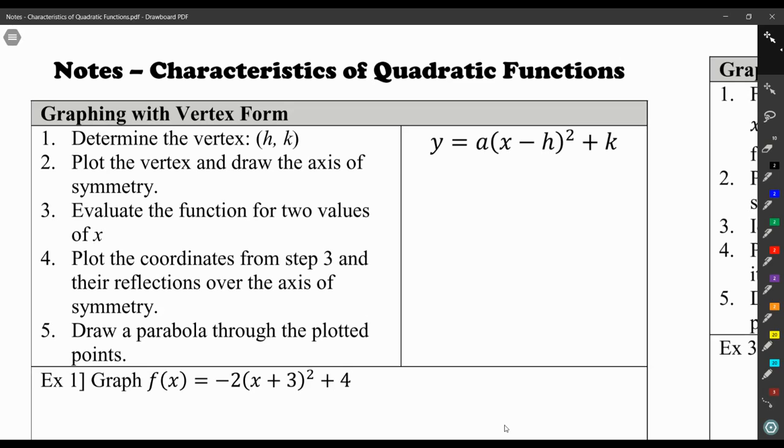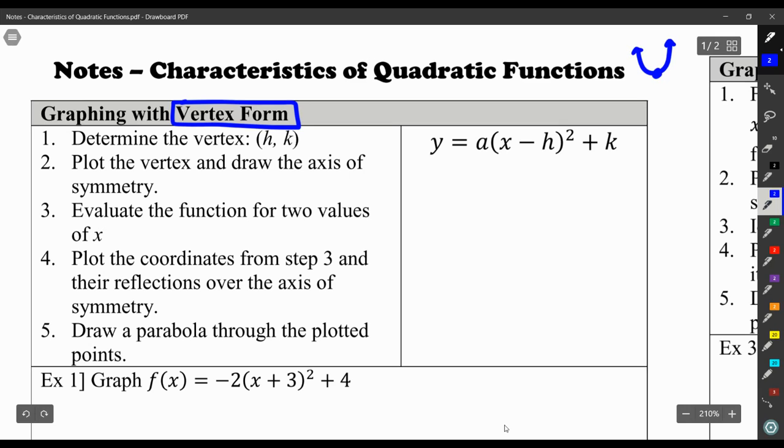Characteristics of quadratic functions. So today we're going to be graphing quadratics from three separate forms. And so the first form we're going to be graphing from is the vertex form. So if we kind of review just a little bit, quadratics can either be facing up or down.